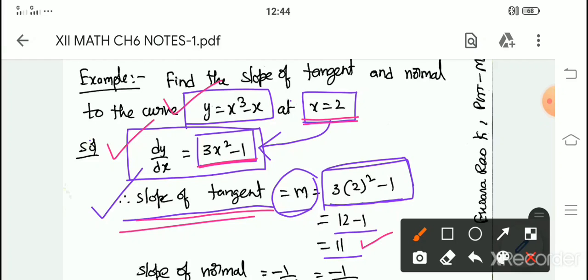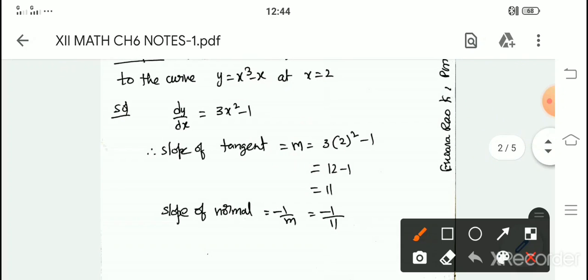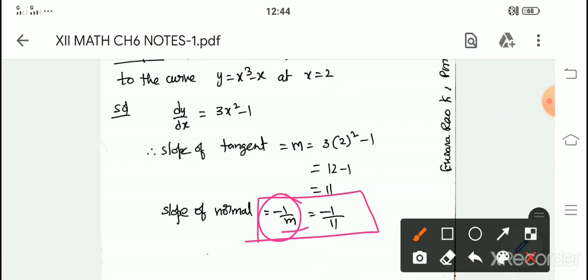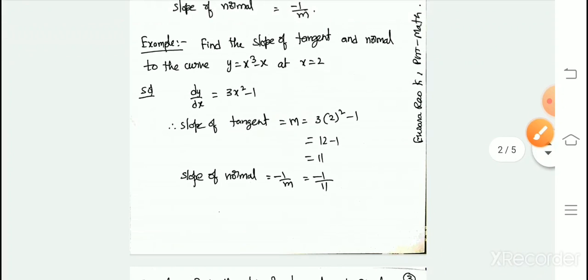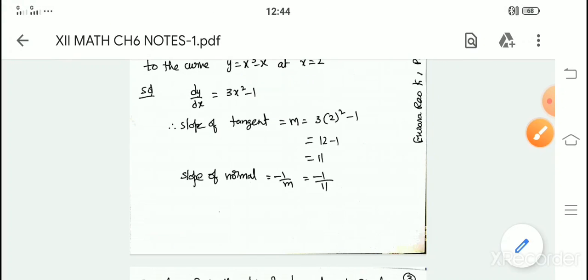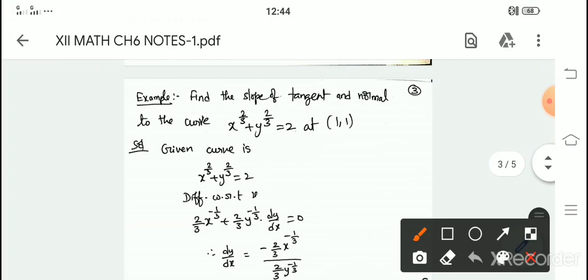Once you get the slope of the tangent, the slope of the normal formula is minus 1 by m. So the slope of normal is minus 1 by 11. Minus 1 by m is the slope of normal, as I assumed m is the slope of tangent. Hope you understand how to find the slope of a tangent and normal to the given curve at the given point. Next question, same type, but implicit.